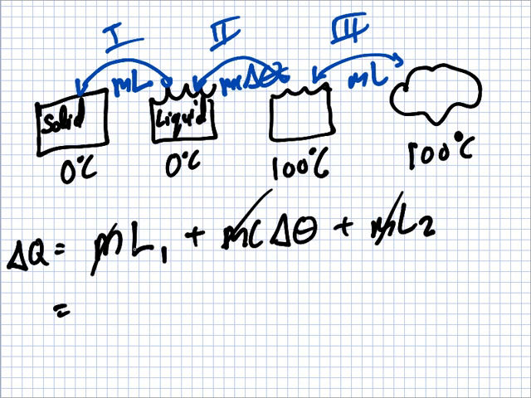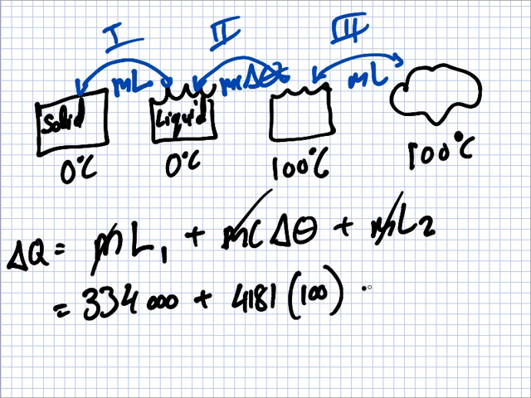Right, so L1, the latent heat of fusion. What is that for water? 334,000. Yeah. Plus 4181 times 100 plus 225? 225? Oh, is that right? 2265. Oh, 2265.